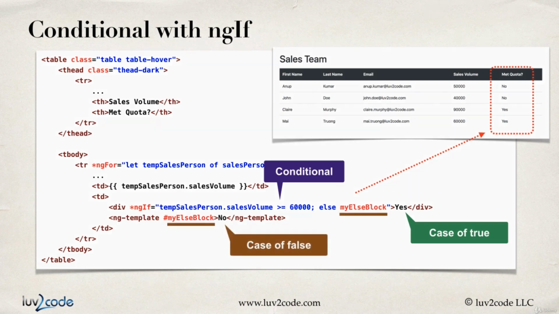Now for the case of false, we'll have this else block. So else, my else block matches to this ng template in the next line, and we'll give the value of no. So that's the case of false. So for your else portion, you can call it anything. You can call it my else block. You can call it demo, fun, test, anything you want to, as long as those two values match up, my else block.